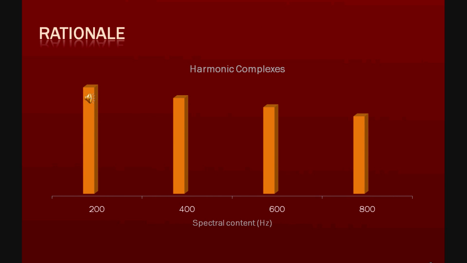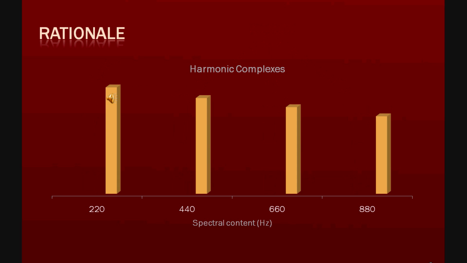A harmonic complex consists of a fundamental frequency of, say, 200 Hz, plus its three harmonics at 400, 600 and 800 Hz. The intensity of each harmonic is 6 decibels lower than the former component. Such a sound would typically sound as follows. A harmonic complex of 220 Hz would have a fundamental frequency of 220 Hz and harmonics at 440, 660 and 880 Hz. It would sound like this.